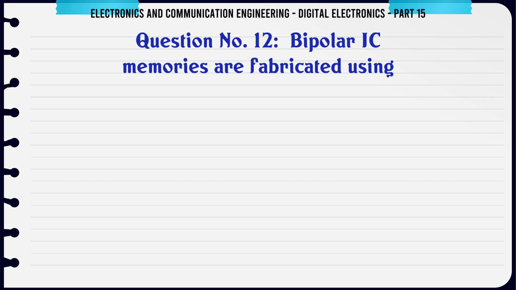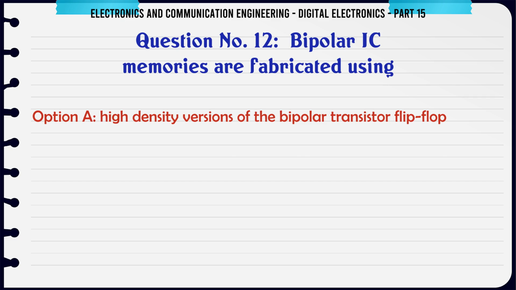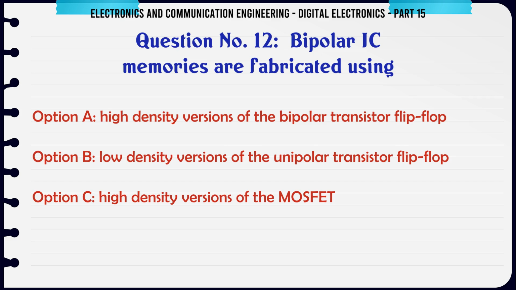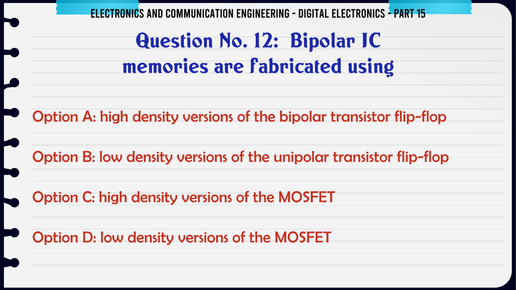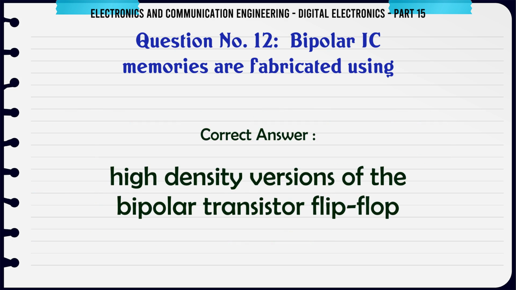Bipolar IC memories are fabricated using: A. High-density versions of the bipolar transistor flip-flop. B. Low-density versions of the unipolar transistor flip-flop. C. High-density versions of the MOSFET. D. Low-density versions of the MOSFET. The correct answer is high-density versions of the bipolar transistor flip-flop.